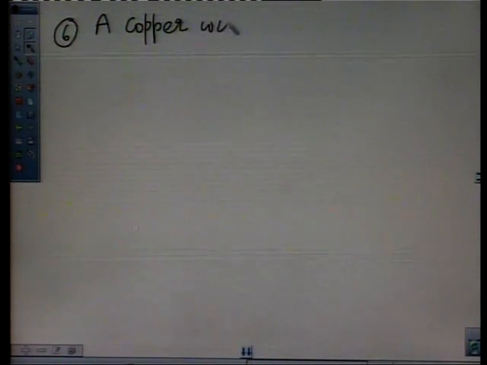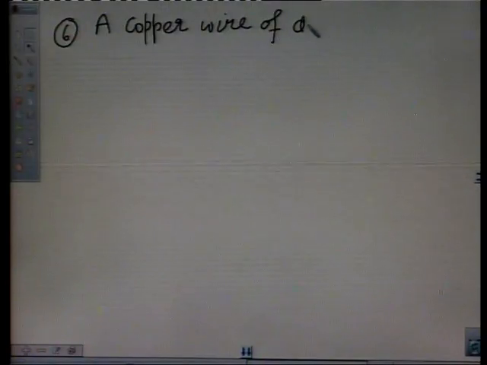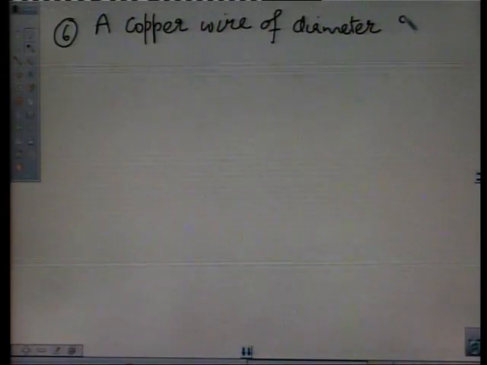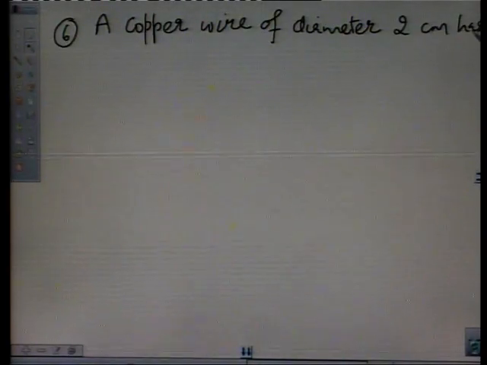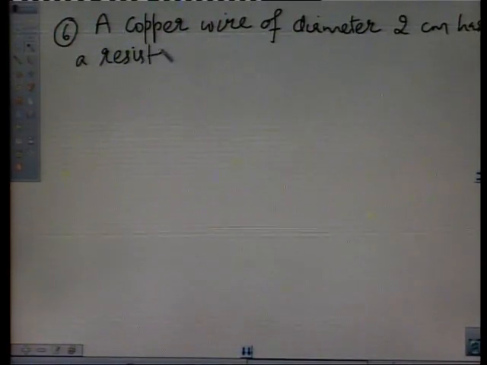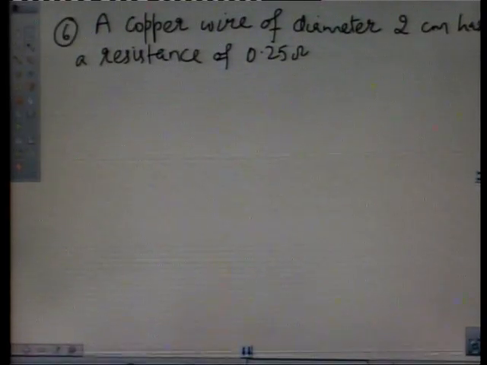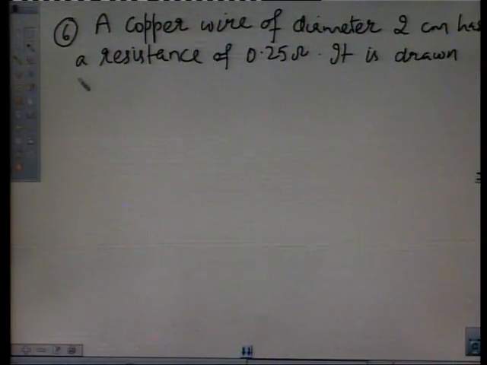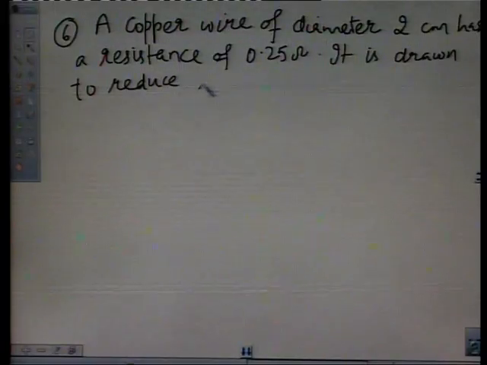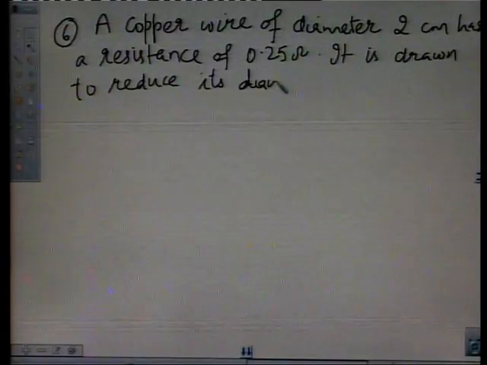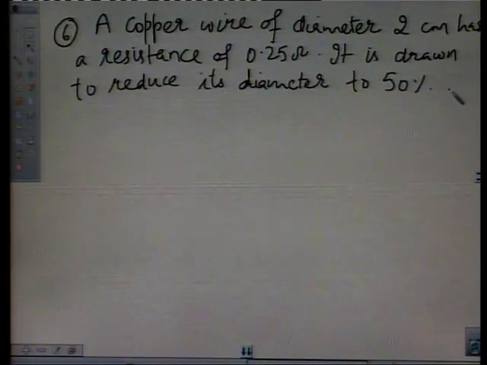Now we come to the next numerical. A copper wire of diameter 2 centimeter has a resistance of 0.25 ohm. It is drawn to reduce its diameter to 50%. Find its new resistance.